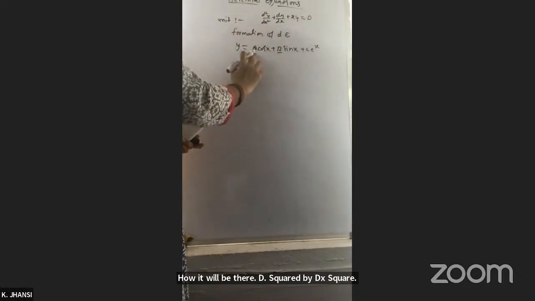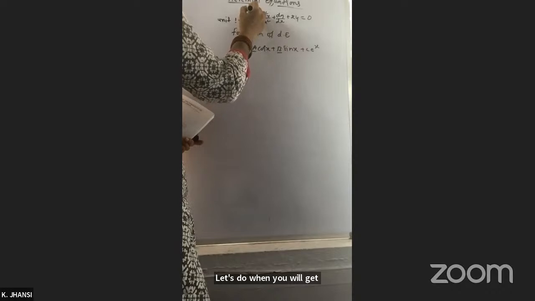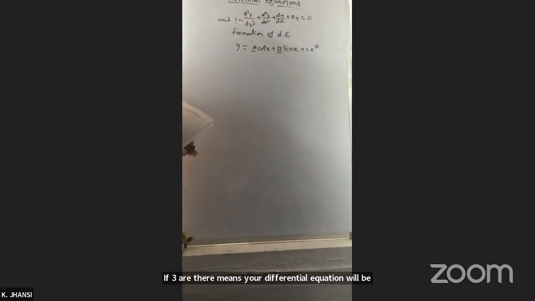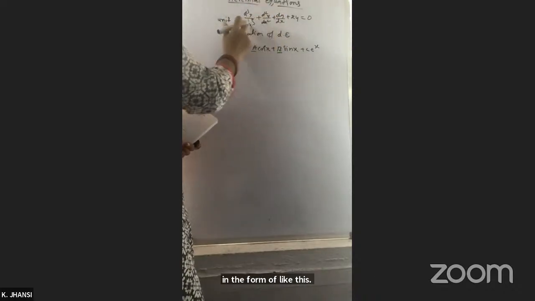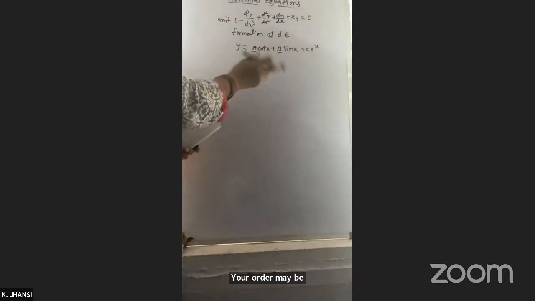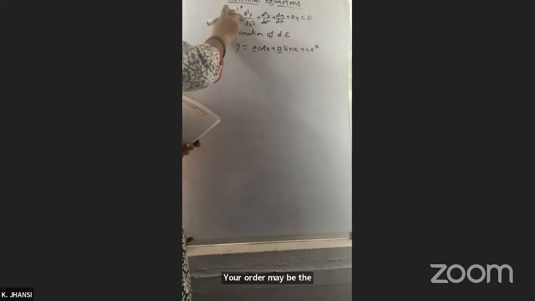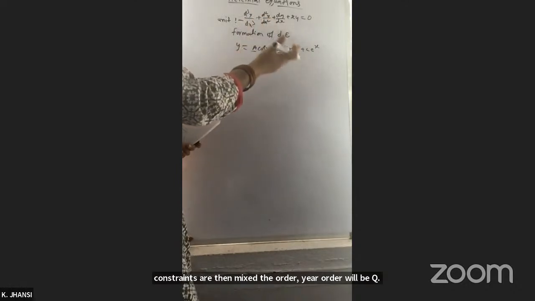When you get d square, only two constants are there. If three are there, your differential equation will be in the form d cube y by dx cube plus. So the highest order compulsorily represents the constants in the given function. If three constants are there, the highest order will be cube. If only two are there, it is d square y by dx square.